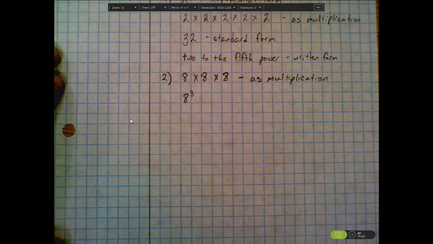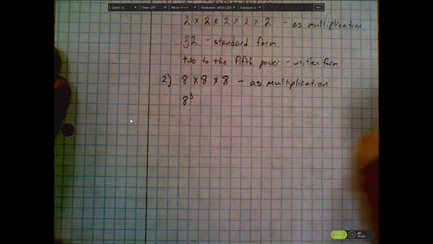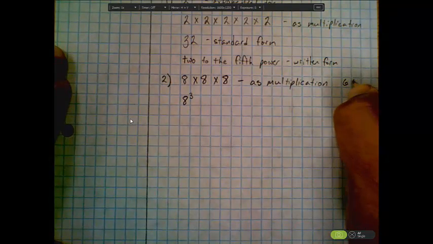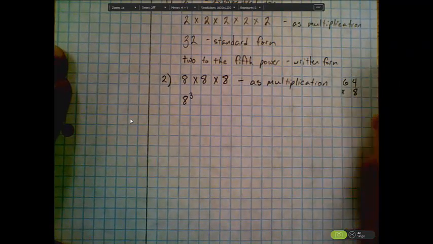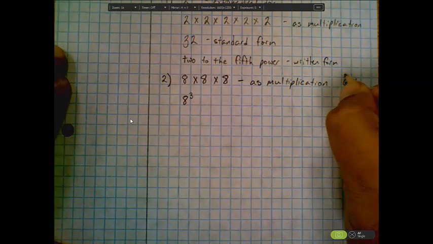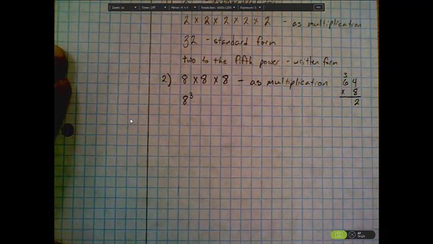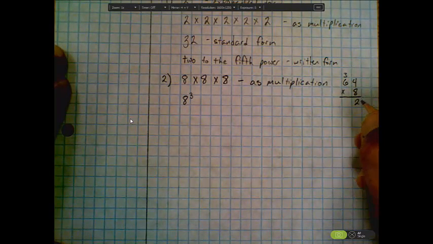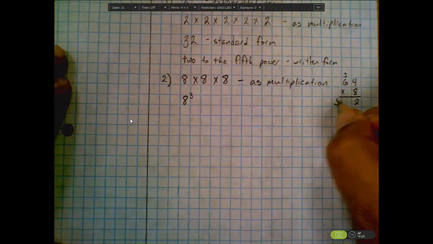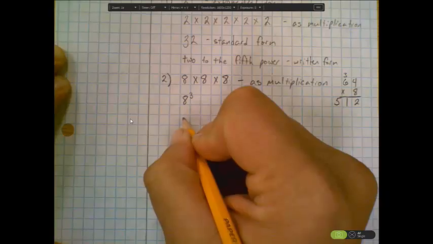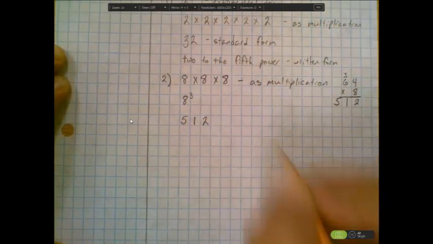The second way we can write it is a standard form, and in standard form we multiply 8 times 8, which is 64, and then we have to multiply 64 times 8. Well, I can't do that in my head, so I'm going to write that over here on the side. 64 times 8. 8 times 4 is 32. 8 times 6 is 48, plus 3 is 51. And so the standard form of that is going to be 512.